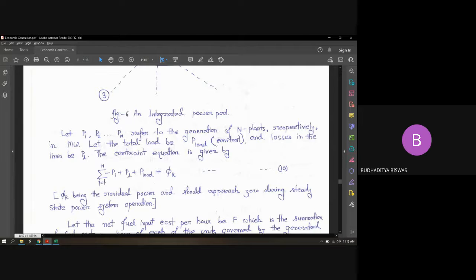Generation should be equal to the load demand, but as now the line also consumes some power, the generation should be equal to the load demand plus the losses. That's why the generation is in minus sign, loss and demand should be the plus sign. So this is our modified constraint equation. Phi r is the residual power, residual means extra power, and it should approach 0 during steady state power system operation. So this is the constraint equation, and our aim is to minimize that particular value.